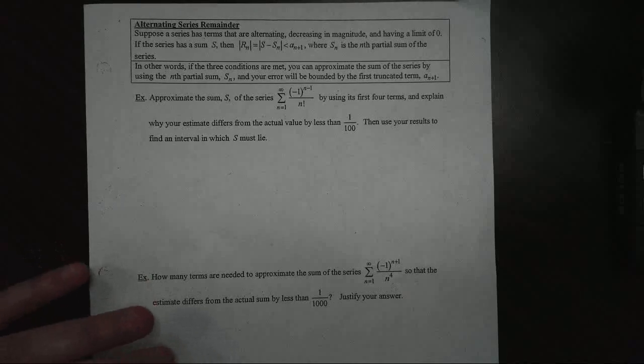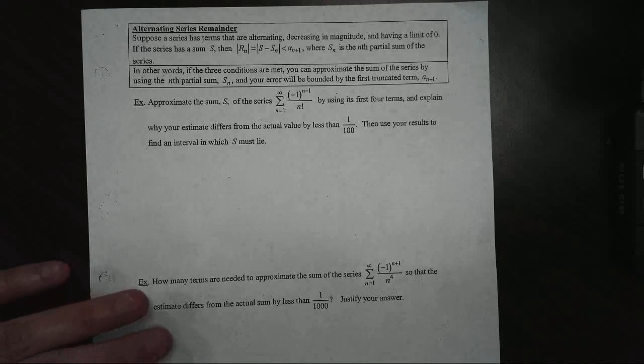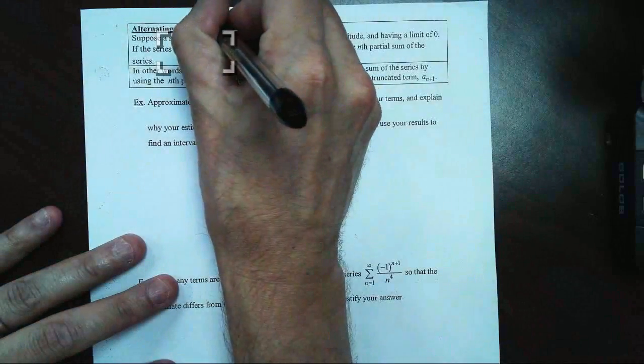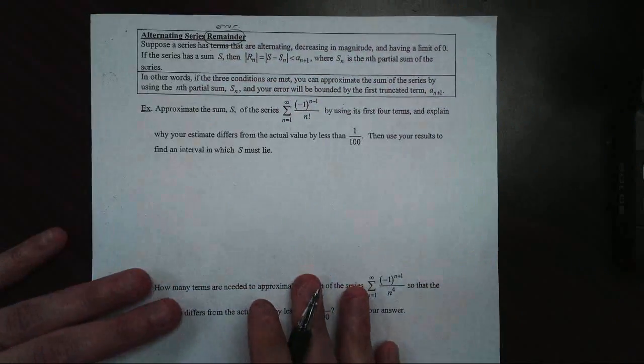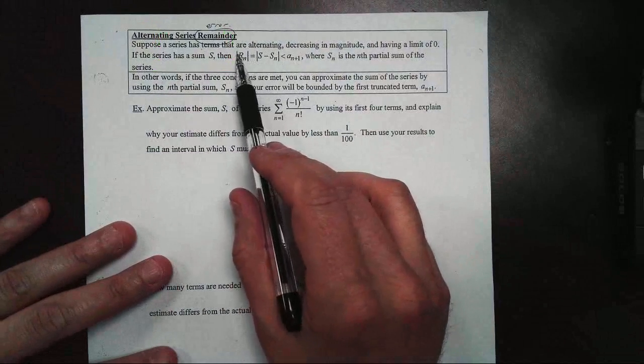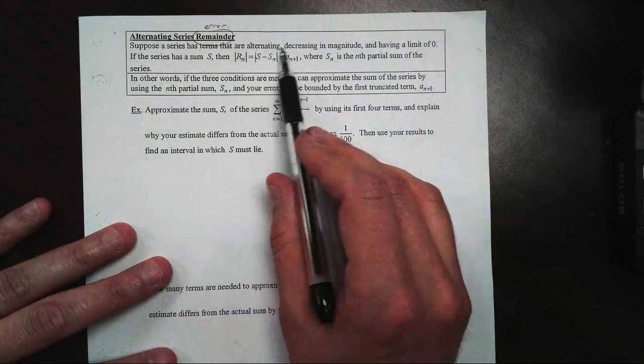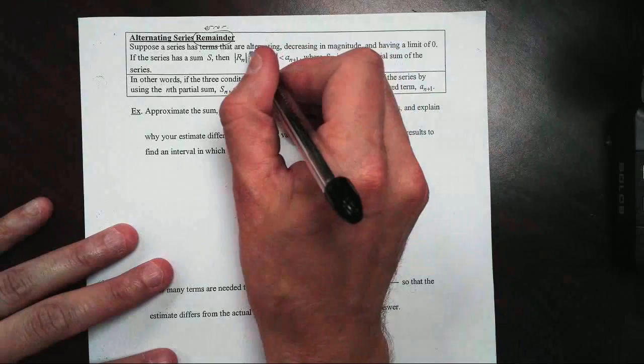Today we're going to be looking at what we call the alternating series remainder. Now remember, what a remainder really finds for us is an error. How accurate are we in our estimation of a sum? Now, it's telling us that suppose that a series is alternating, decreasing in magnitude, and has a limit of 0.